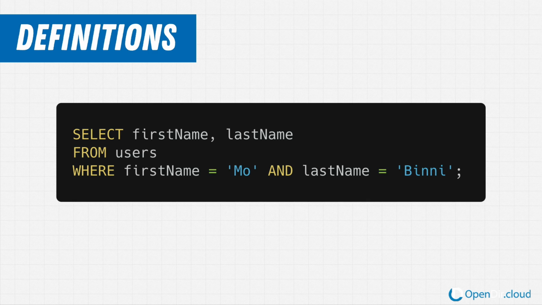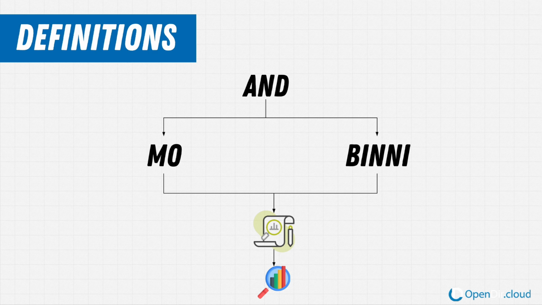You see it here in this simple select statement. Select first name and last name from users, where first name is equal to Mo and last name is equal to Beanie. So if either of these statements is untrue, you will not get a result. And if we looked at that from a visual layer, both Mo and Beanie need to be true in order for us to get a single result set.